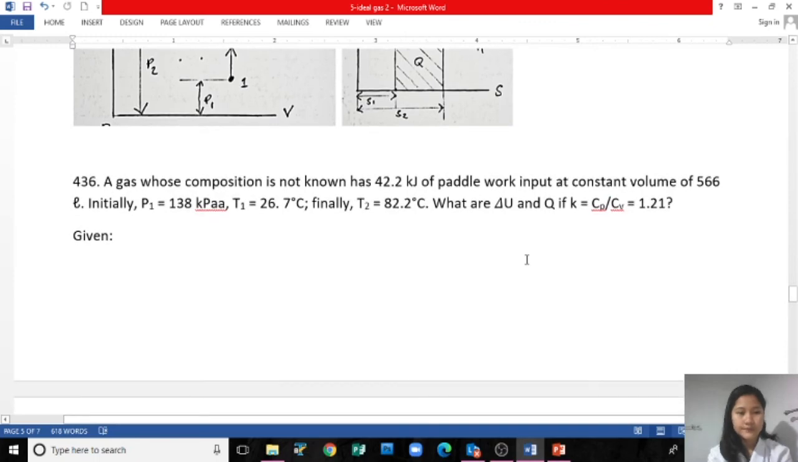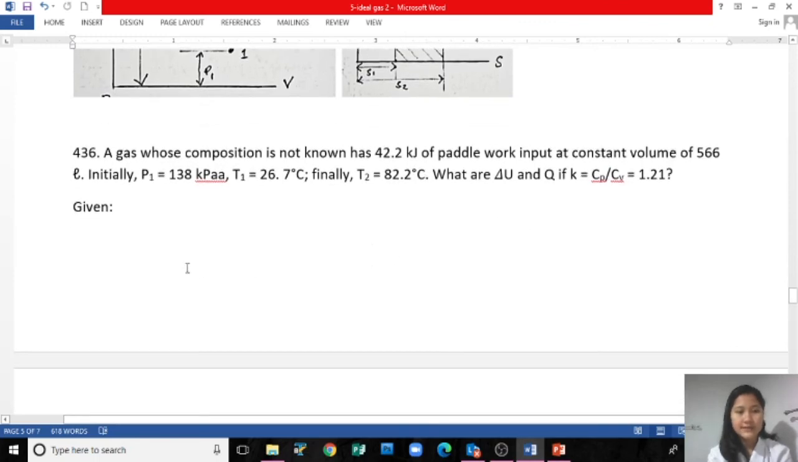Now for problem 46, a gas of composition not known has 42.2 kilojoules of paddle work input at constant volume of 566. Initially, P sub 1 is equal to 138 kilopascals, and T sub 1 is equal to 26.7 degrees Celsius. Finally, T sub 2 is equal to 82.2 degrees Celsius. What are delta U and Q if k is equal to 1.21?